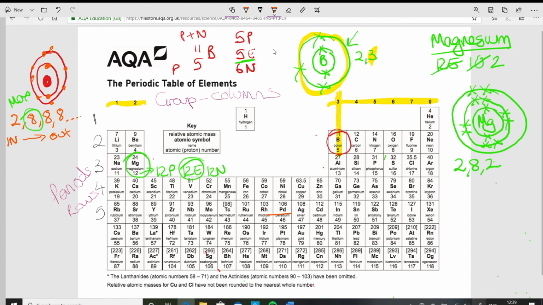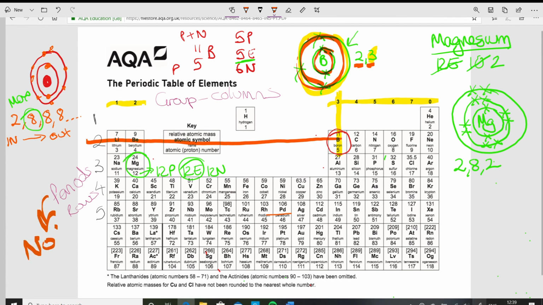If we look at the period number, this tells us something different. So the period number for boron is period number 2. You can see that boron has got 1, 2 shells. So the period number is going to tell you the number of shells in the electronic structure.